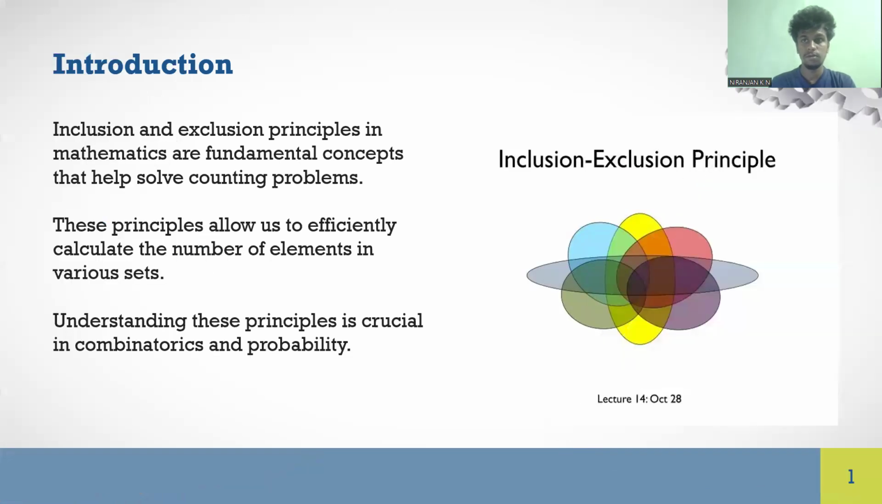Let's see the introduction. Inclusion and exclusion principles in mathematics are fundamental concepts that help to solve counting problems. These principles allow us to efficiently calculate the number of elements in various sets. Understanding these principles is crucial in combinatorics and probability.